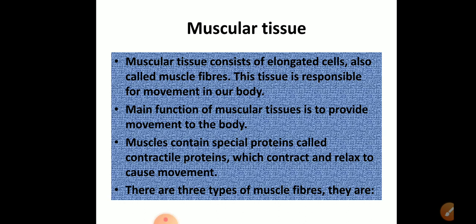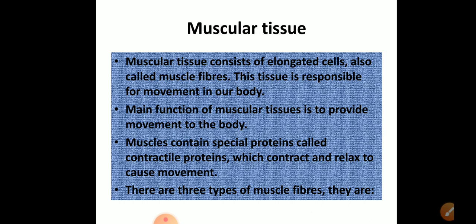It's the muscular tissue. As I told you earlier, animal tissues are of four types. The first was the epithelial tissue, muscular tissue, connective tissue, and the nervous tissue. In today's session, we will discuss muscular tissues. We all know that the movement in our body takes place only due to the muscles. For the movement, which tissue is responsible? The answer is muscular tissue.